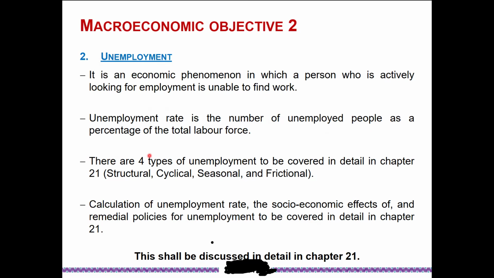So there are four types of unemployment. I've already explained these. The calculations of unemployment rates, the socioeconomic effects, and the remedial policies for unemployment are to be covered. So you get the slide, right? If you're unemployed, you are actively looking for work. You are willing and able to work. And to calculate the unemployment rate, we say people who are unemployed divided by the labor force.